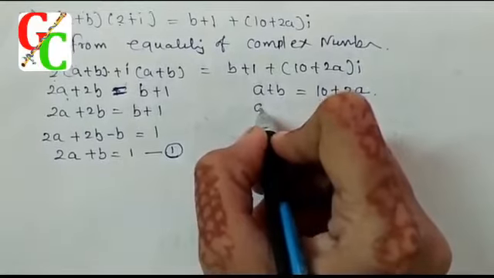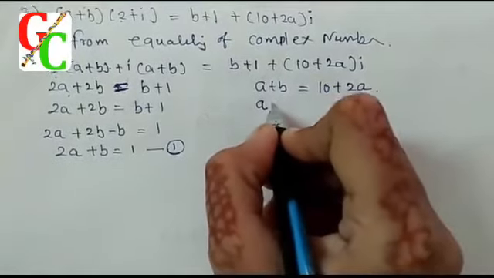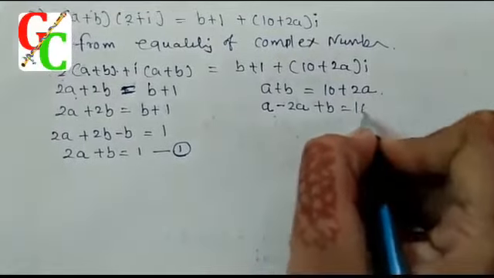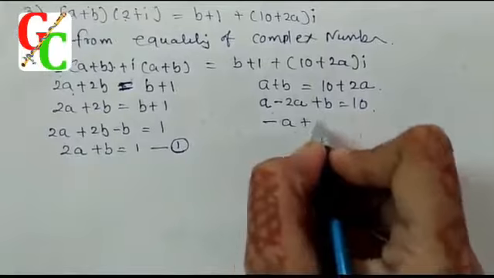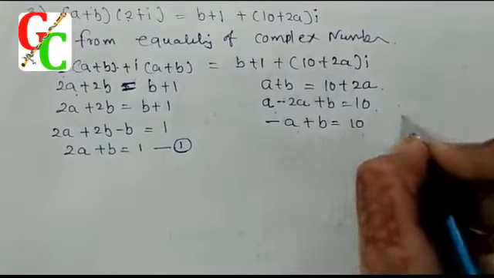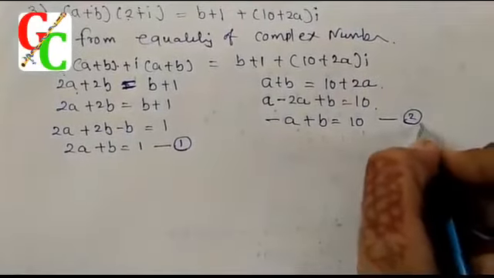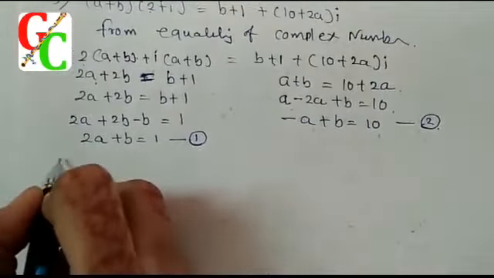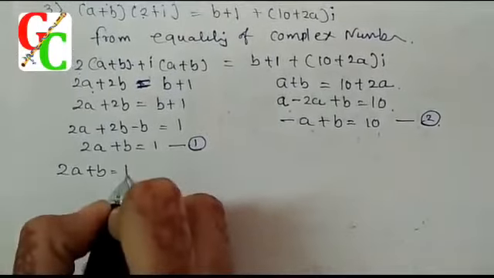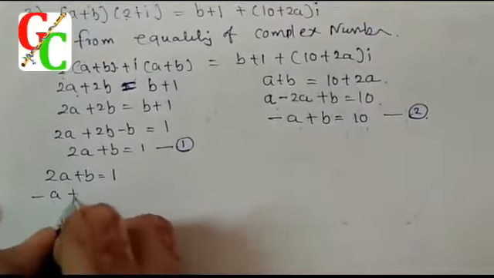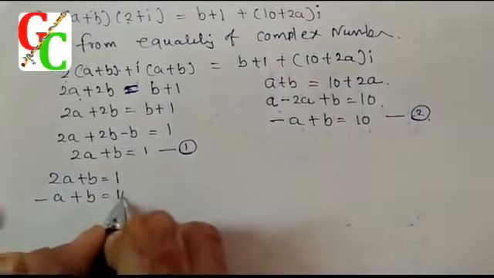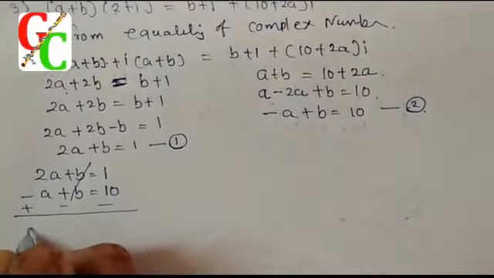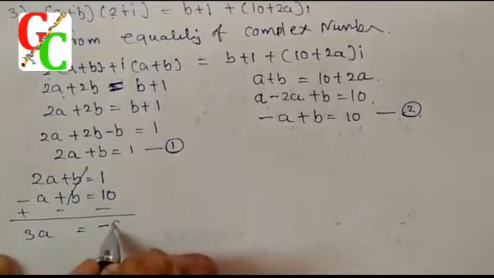Now a minus 2a plus b equals 10. So minus a plus b is equal to 10. This is our equation number 2. Now adding equations 1 and 2. So 2a plus b equal to 1, minus a plus b is equal to 10. Now change the sign. So 3a equals minus 9.